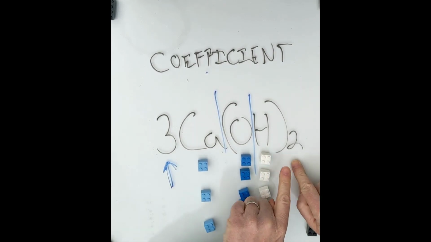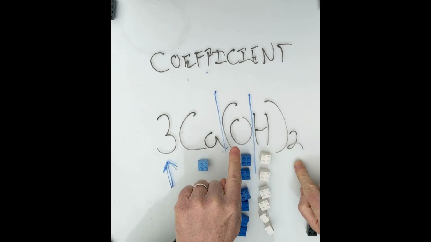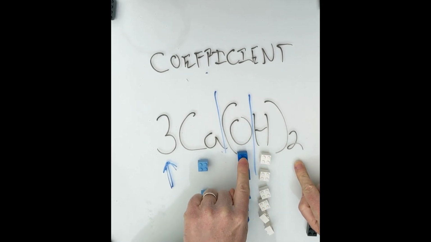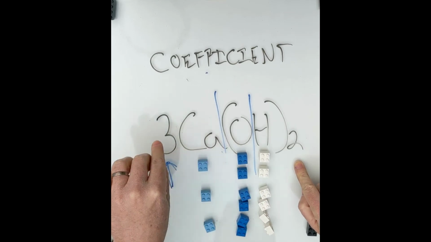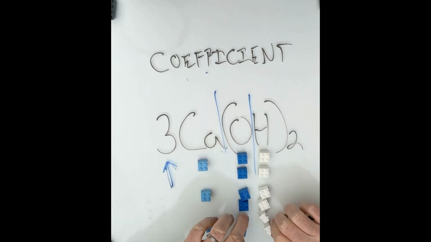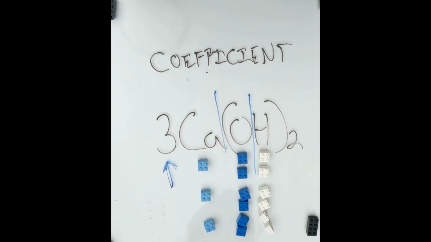So 3 times 2 means 6. So 6 oxygen. There was originally 1, or originally 2. So 3 pairs here, 3 pairs here, so it's a total of 6 of each.